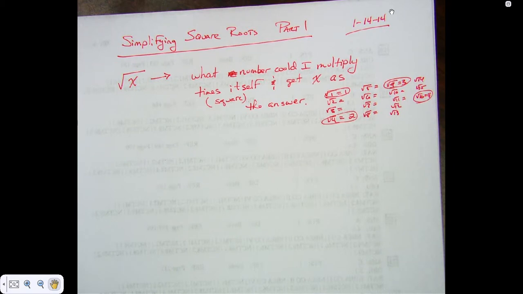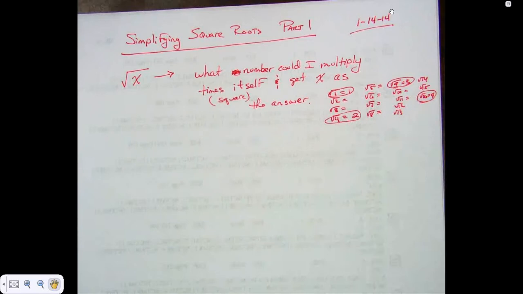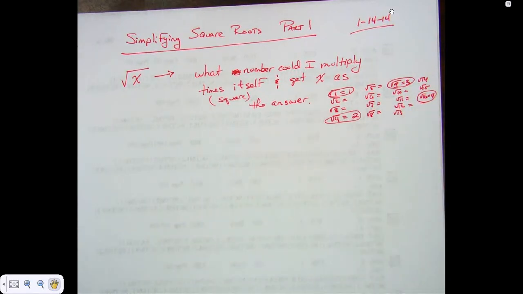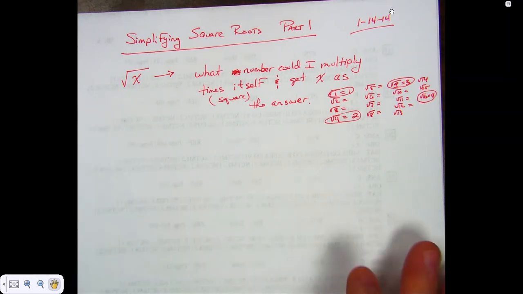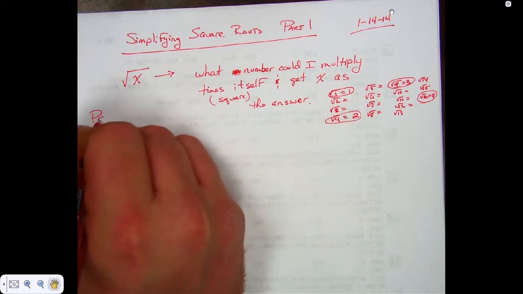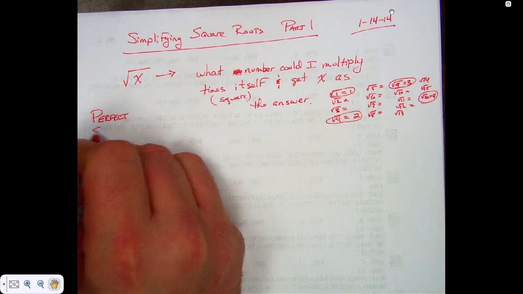Let's put that stuff up, please. Now, what we're going to learn is how to simplify some of these to make them get as much outside of that square root as we can. That is the concept of what we're going to do. Okay? And it all starts with these numbers right here. And these numbers are called perfect squares.